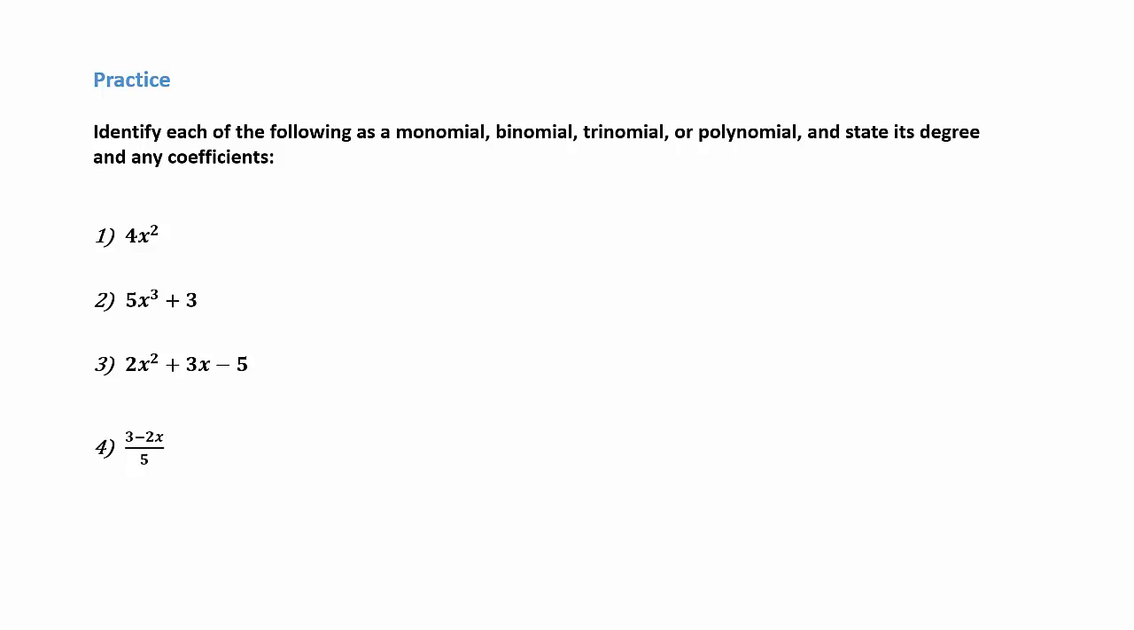And this last one is a monomial. It's not a binomial, it's just a monomial because of this big division sign here. That's all considered one term. And it's degree 1 and 2 is a coefficient.